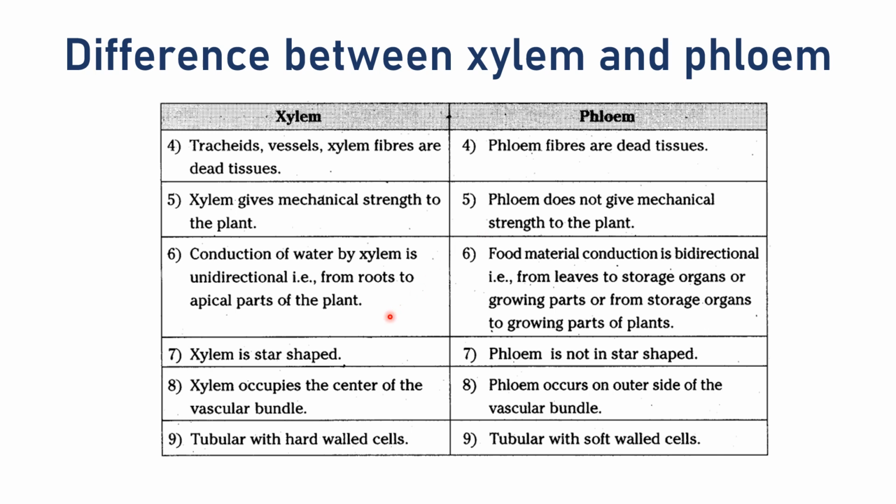Then conduction of water by xylem is unidirectional. That means from the root it is going to the upper parts of the plant, so it is going in an upward direction. That is why it is unidirectional. In phloem, food material conduction is bidirectional, right? How is it bidirectional?